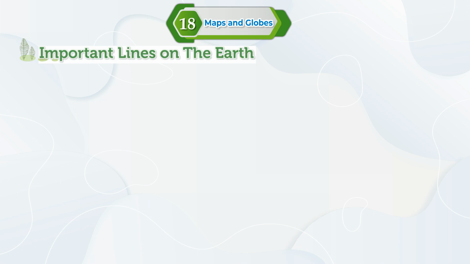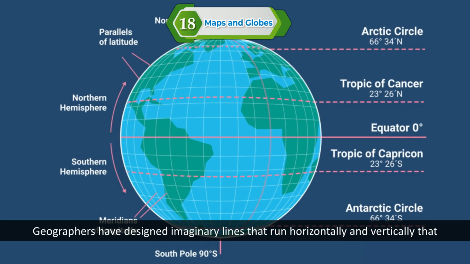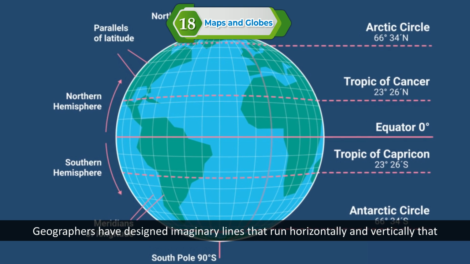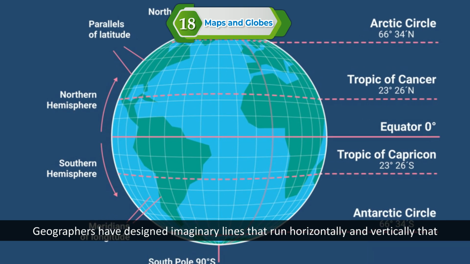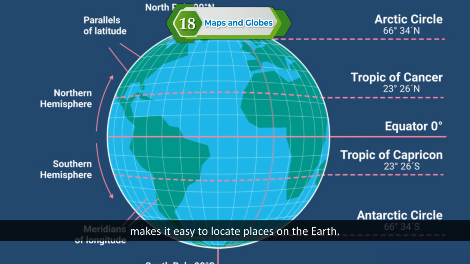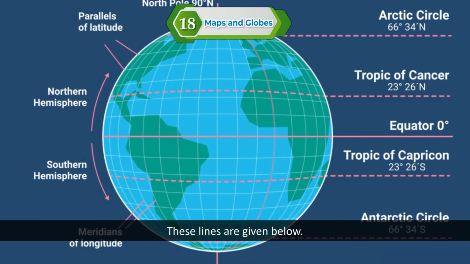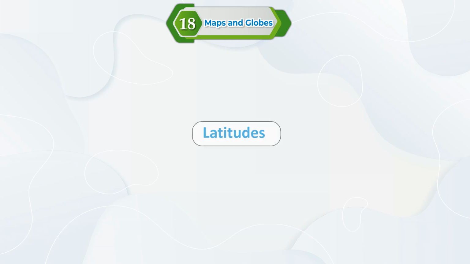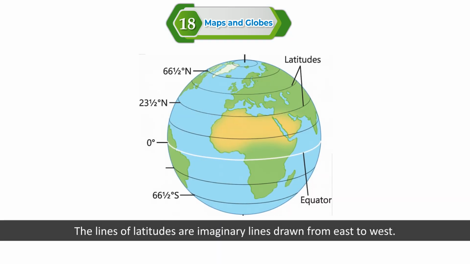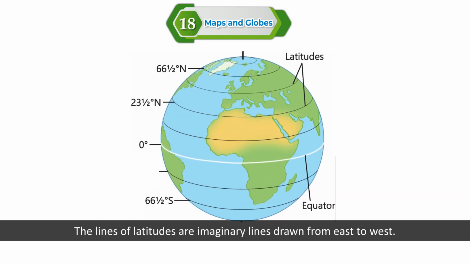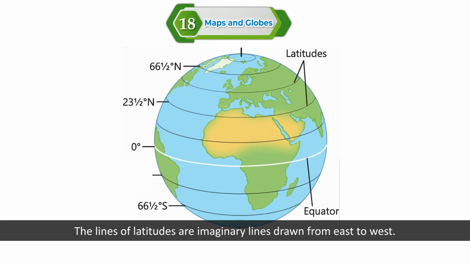Important lines on the Earth. Geographers have designed imaginary lines that run horizontally and vertically, which make it easy to locate places on the Earth. These lines are given below. Latitudes. The lines of latitude are imaginary lines drawn from east to west.